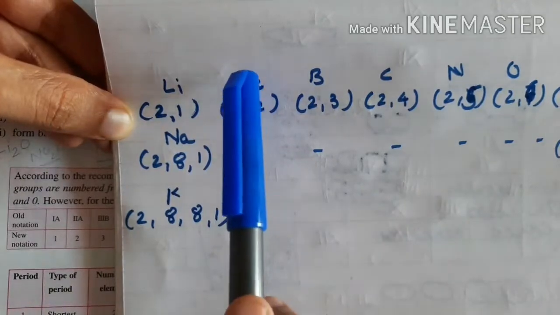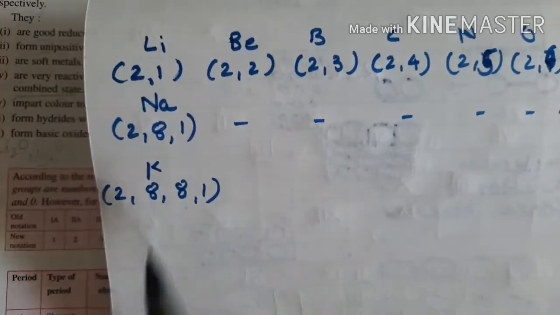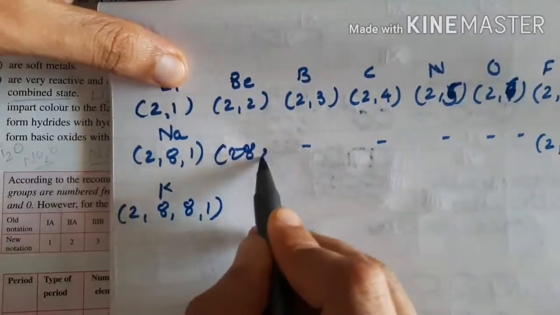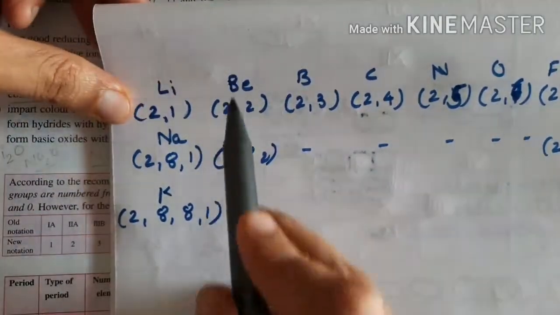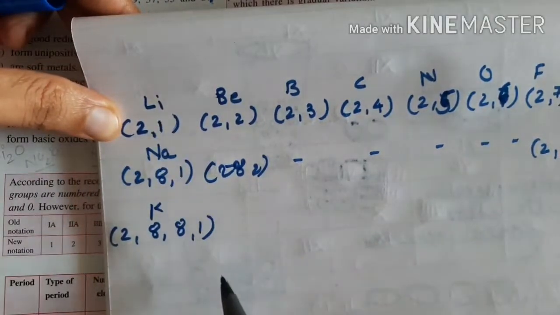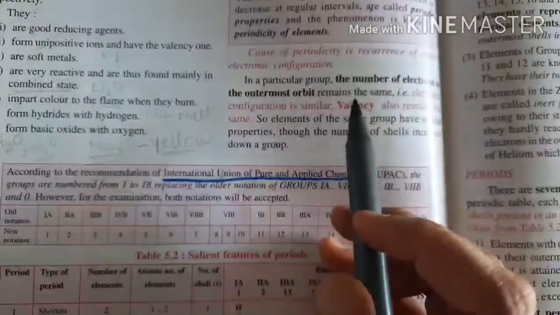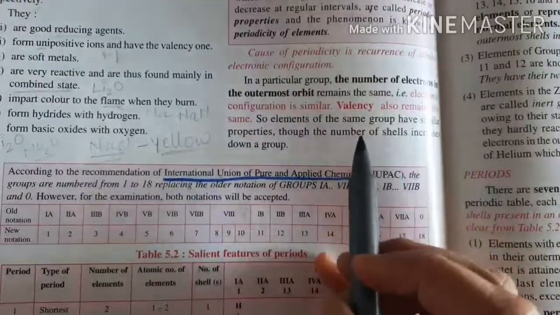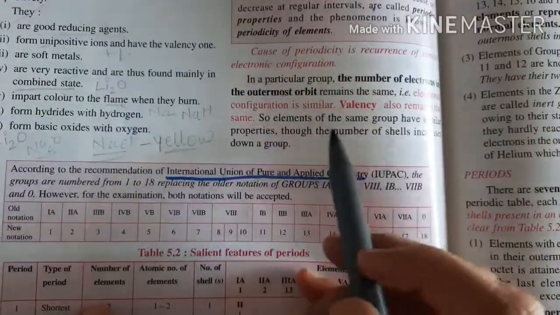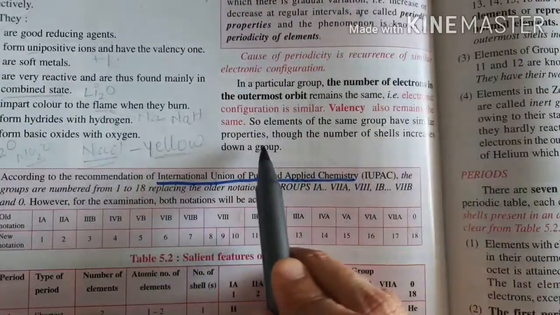In the second group, which follows the first group, there is also a same number, 2, 8, 2, like this. So this is the way periodicity works: the same number of outermost electrons is present, and that is why they have a similar property. So the elements of the same group have similar properties.